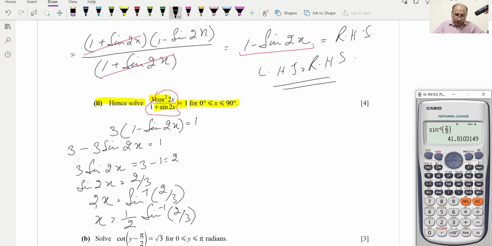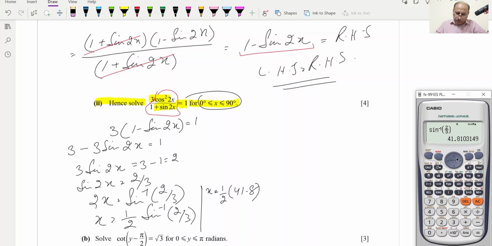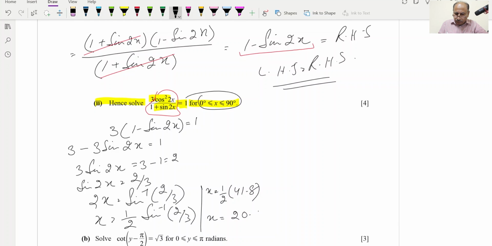This is equal to 41.81. So we can write here x is equal to 1 by 2 into 41.8. So 41.8 divided by 2 will be equal to 20.9. So we can write here x is equal to 20.9. One value will be this one, and from 0 to 90 we have to check all the values.